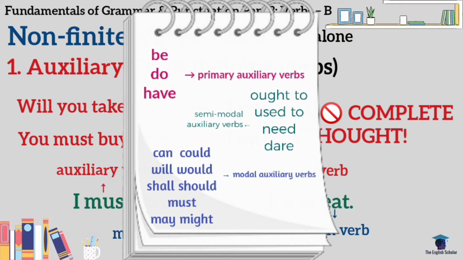And here is the list of modal auxiliary verbs. We have can, could, will, would, shall, should, must, may, and might. The remaining verbs, like ought to, used to, need, and dare, are known as semi-modal verbs, and they do not share all the characteristics of the modal auxiliary verbs above, and only function as auxiliary verbs in certain ways. If we use these verbs in a sentence without the main verbs, it will not give a complete thought of predicate as well.